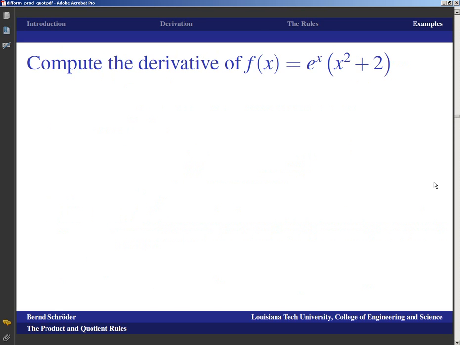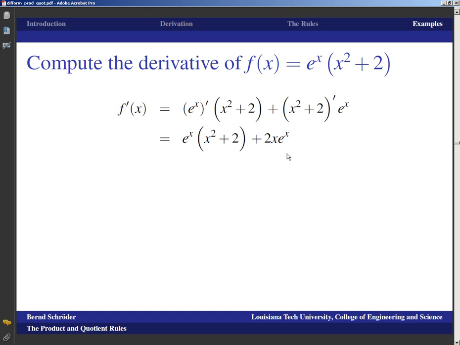Now that we have them, let's just compute some derivatives. The simplest kind of problem in this setting is to take a function and compute its derivative. For example, here we've got e to the x times x squared plus 2, and the derivative of that would be the derivative of e to the x times x squared plus 2, plus the derivative of x squared plus 2 times e to the x. That's just e to the x times x squared plus 2 plus 2x times e to the x. The only thing we can do here in the way of simplification is to factor out the e to the x. So we get e to the x times x squared plus 2x plus 2.